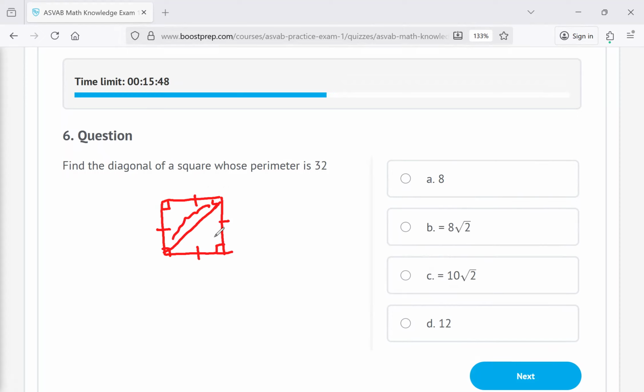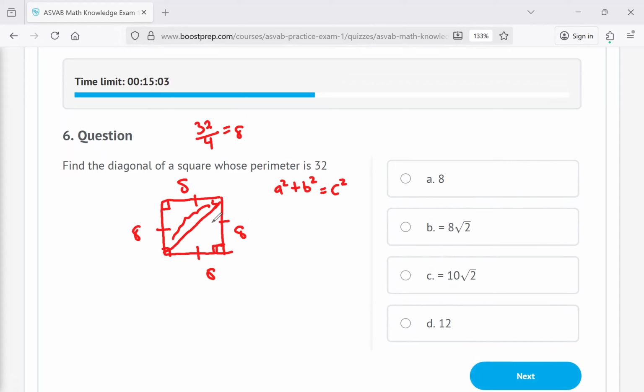Well, somehow it forms a right triangle because of this box symbol. This 90-degree means it's a right triangle. So there's a good chance we can use the Pythagorean theorem. But we're going to need at least two side lengths. So how do we know any side lengths? They tell us the perimeter is 32. So if you add up all the side lengths, it equals 32. So all you got to do is divide 32 by 4 to find each side length, right? So 32 divided by 4 is 8. So that means each side is 8.